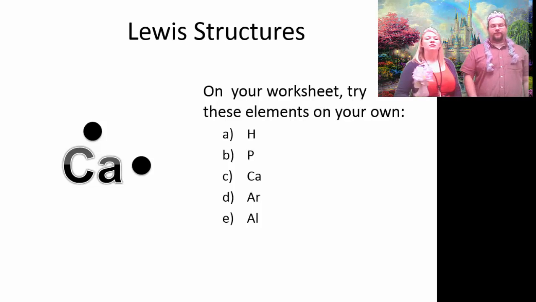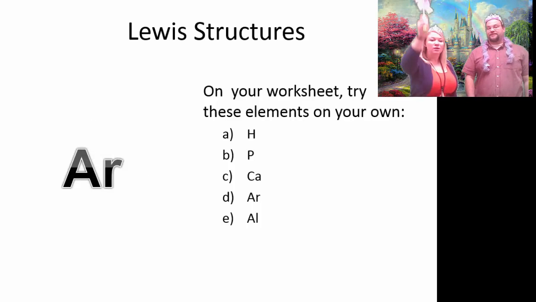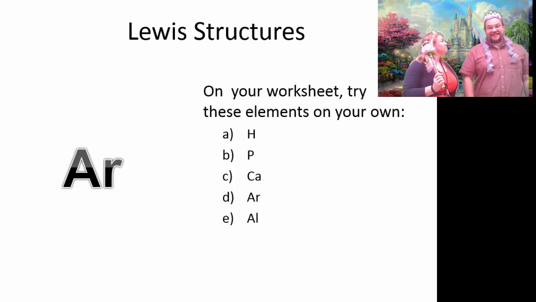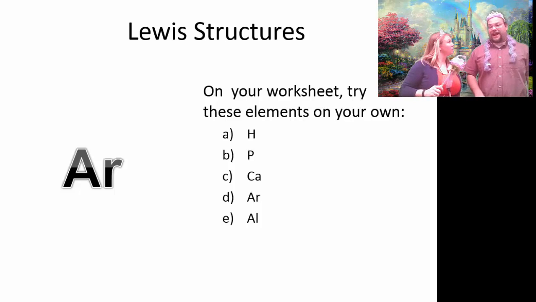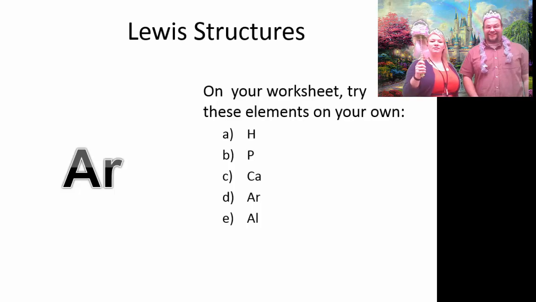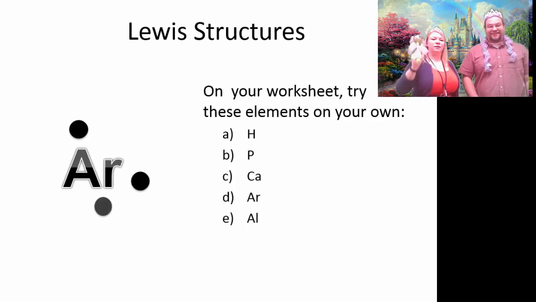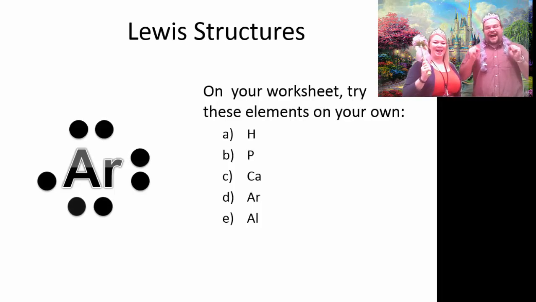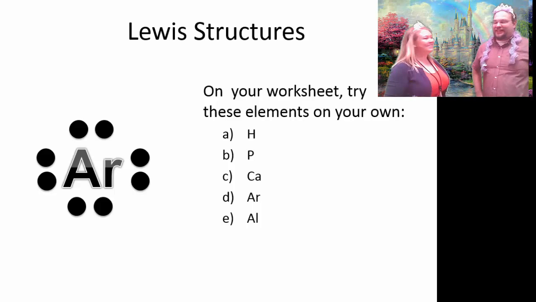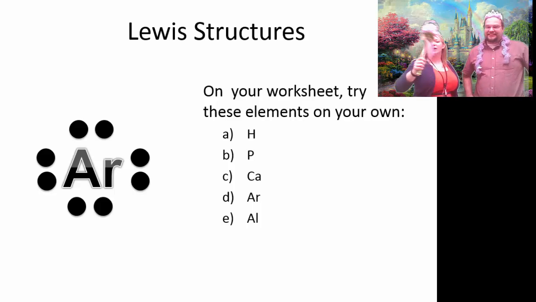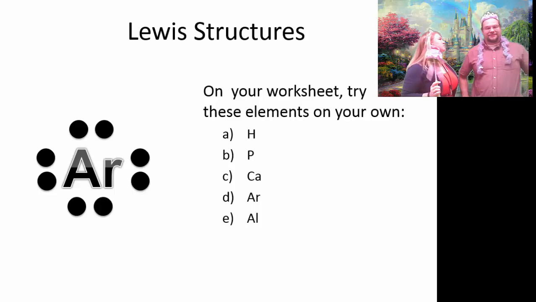Then we go to argon. Noble gas. Argon is in group 18, so that means it's going to have 8 valence electrons. Let's give it a whirl. 1, 2, 3, 4, 5, 6, 7, 8. Very simple. Again, around in a circle till we fill all the holes.